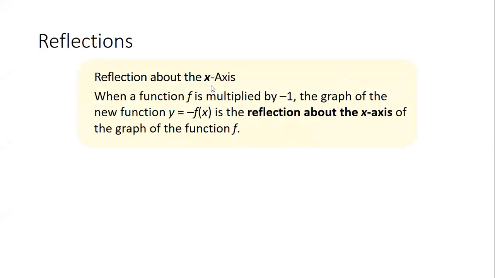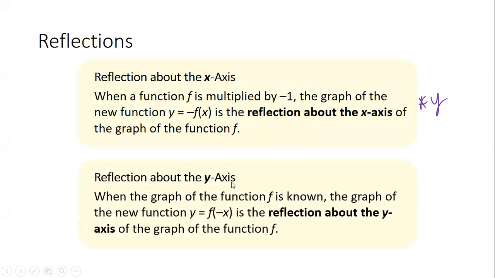When your a is negative, that's a reflection about the x-axis, okay? When you have a negative outside, a negative a, that means you're multiplying all of your y values by a negative. So that's affecting the signs of your y.